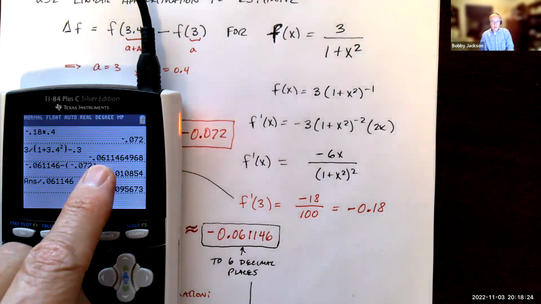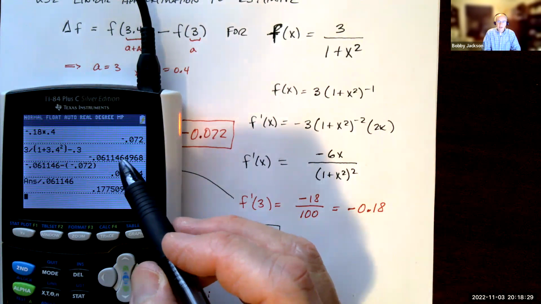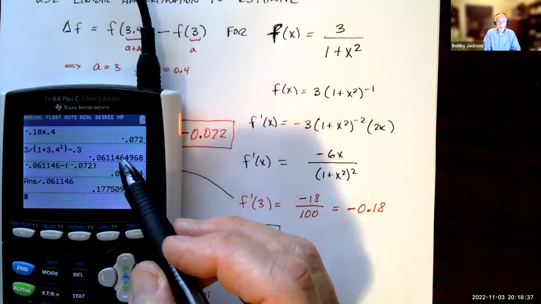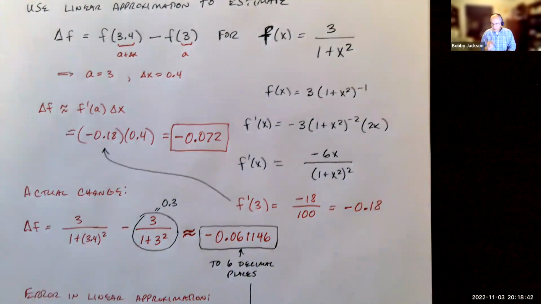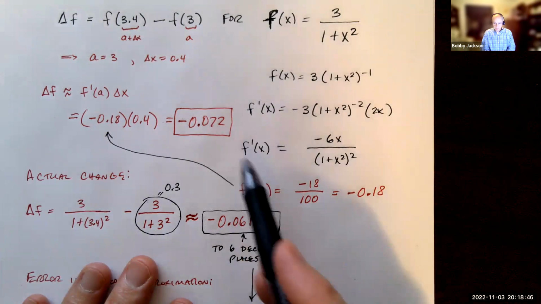They did want us to round this to 6 decimal places, so just be careful. In this case, again, if this digit is a 4 or less, we keep the 6. But if this was 5 or more, you'd have to round that up to a 7. So just be careful about the rounding issue there. So that is the actual change.